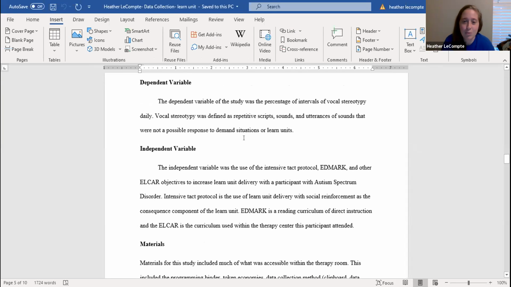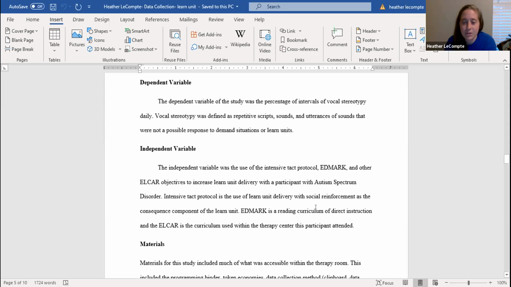Okay, my dependent variable was the percentage of intervals of vocal stereotypy, and I defined his vocal stereotypy as repetitive scripts, sounds, and utterances of sound that were not a possible response to a demand situation or a learn unit. So although sometimes he did have those within a learn unit, it would be marked as a minus, but the occurrences of that were during free time and times that we were not presenting learn units.